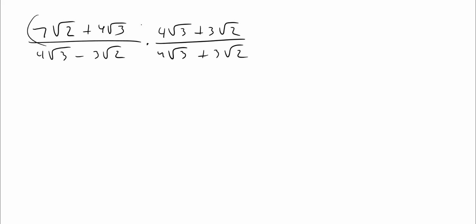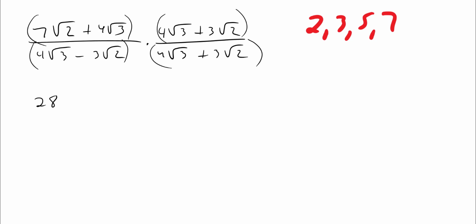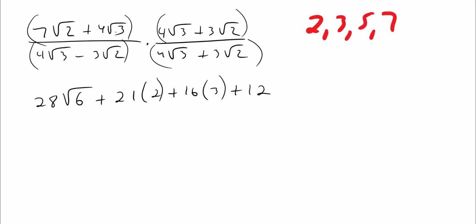Okay, it's ugly. You got a lot of foiling to do here, guys, and you just got to be careful. So lots of foiling. So the top is going to give me 7 times 4 is 28. I'm going to write these numbers on the board or on the top here. 2, 3, 5, and 7. Okay, so help me simplify. So root 2 times root 3, I can't simplify, so I'm just going to write it as root 6. Can't do anything with it. Outside, plus 21. Root 2 times root 2 is 2. That's nice. Inside, plus 16, and then root 3 times root 3 is 3. And last, plus 4 times 3 is 12. Root 3 times root 2 is root 6.